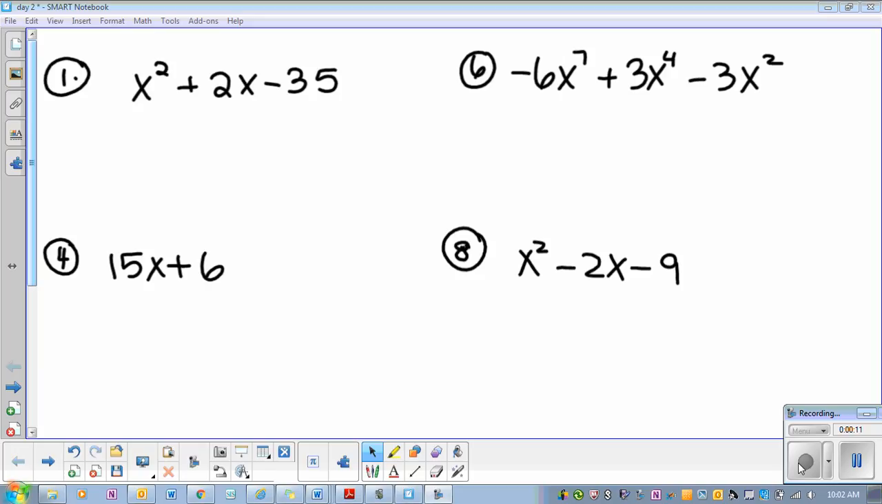So the first step in factoring is always GCF, greatest common factor, right? So look at just the numbers. Do we have a GCF? 1, 2, and 35. What is their GCF? What's the biggest number that you could divide into all of them? It's 1, right? Okay. Can I take out an X?